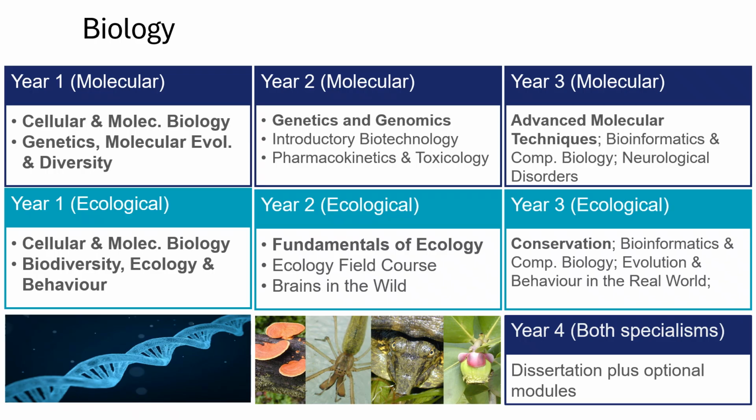In the case of ecological biology, you will have in the first year a core module that is shared with molecular biology in terms of cellular and molecular biology, but you will be doing biodiversity, ecology and behavior, where you will be introduced to the vast range of living, many of them extinct, species to be found on Earth. Then in year 2, you will have a core module on fundamentals of ecology, where you're looking at how natural systems are structured, and this includes understanding how populations grow and change, how interactions among species form communities, and how biogeographical patterns across the Earth are generated.